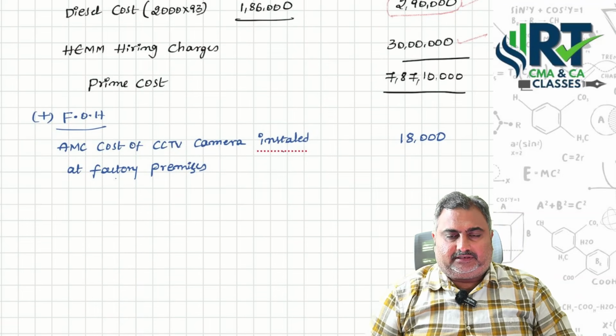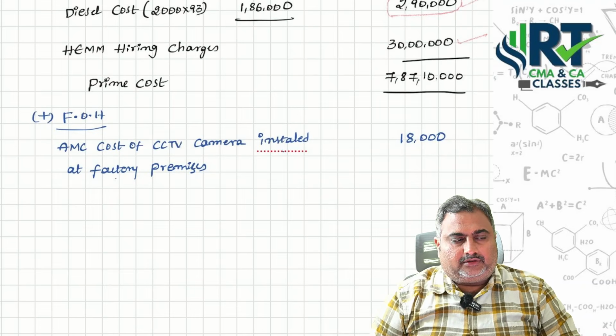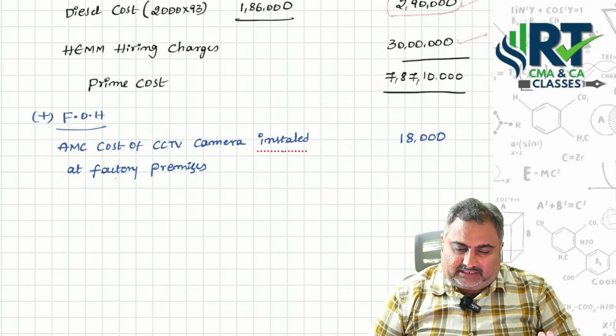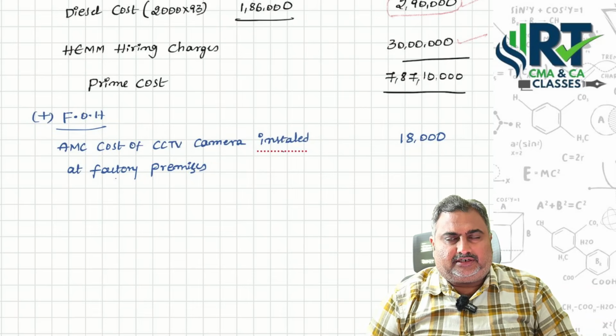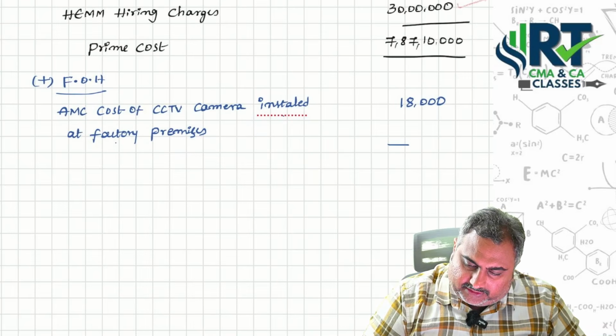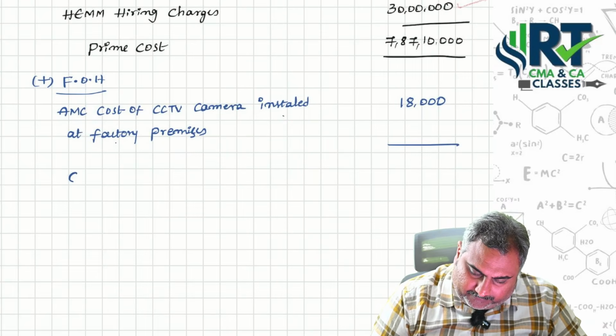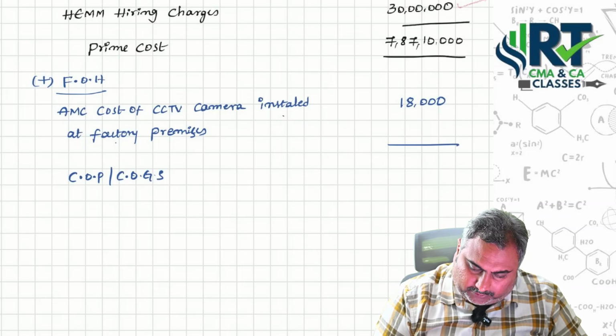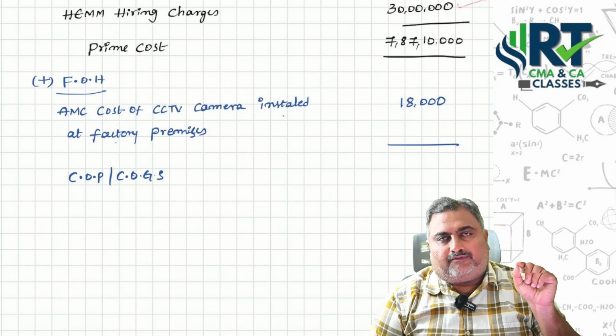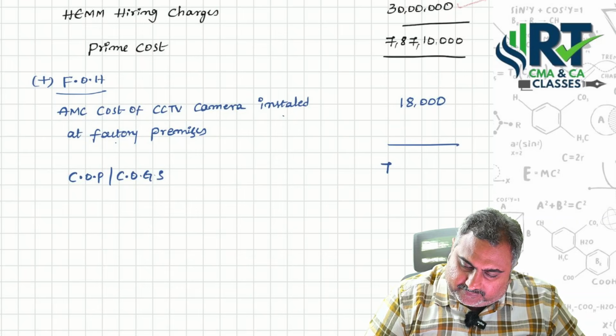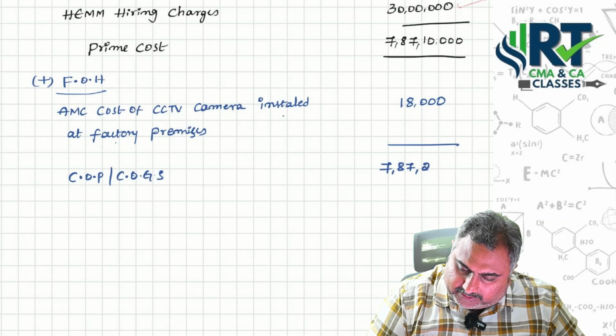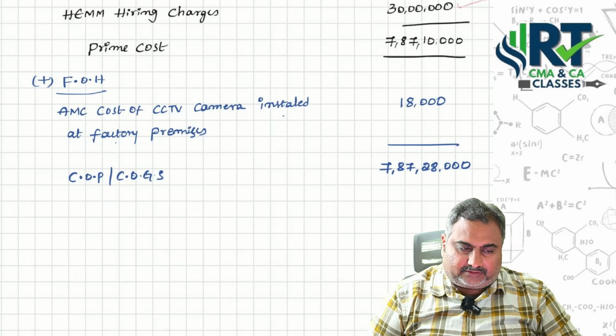Any other factory expenses we are incurring? No opening and closing work in progress, no adjustment concerning administration related to production, quality control, research and development, primary packing, any credit for recoveries, nothing is there. So directly after adding this we get what is nothing but cost of production as well as cost of goods sold also. Why? No opening and closing stock of finished goods are there. So straight away 7 crore 87 lakh 28,000.